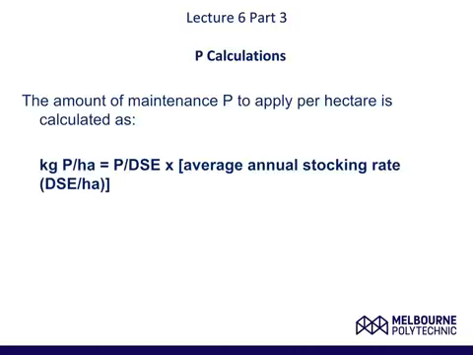In order to account for the amount of maintenance P to apply per hectare, you can use the following calculation. Kilograms of phosphorus per hectare equals phosphorus divided by the DSE times your average stocking rate. This is an example of how to calculate phosphorus management on pastures.